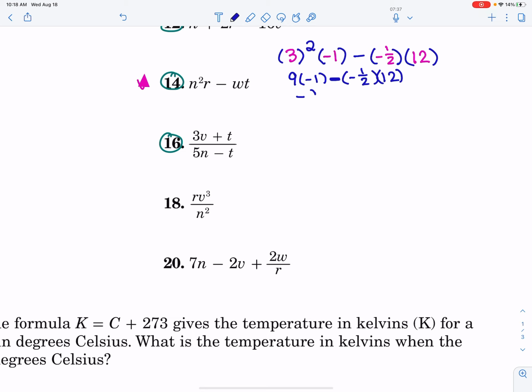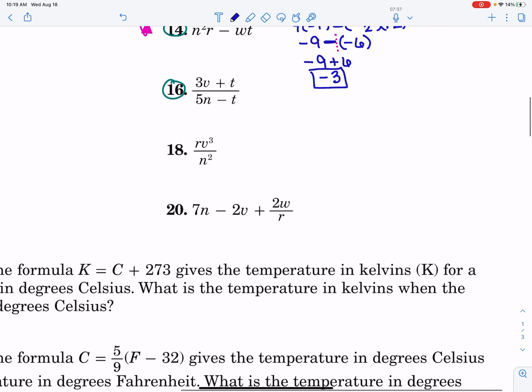9 times negative 1 is negative 9. I have that negative there. And negative 1/2 times 12, or what's half of 12? A negative times a positive is a negative. Half of 12 is 6. Okay. Now remember that right here, this is actually a negative 1. It's just an understood value of 1, so we don't write that. So we have negative 9 plus 6. And my solution on this one is negative 3. Simplified answer. Okay.